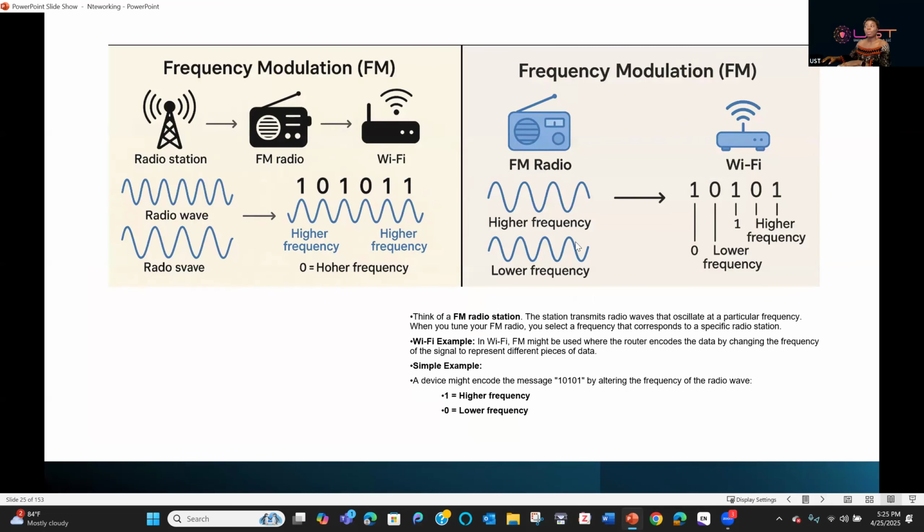And this covers what we've discussed so far. If you look at the radio waves, you have 1, which is a higher frequency, right here, and if you look at this one, you see 0, lower frequency. And you have an FM radio. Again, remember, we're talking about wireless connection, Wi-Fi.